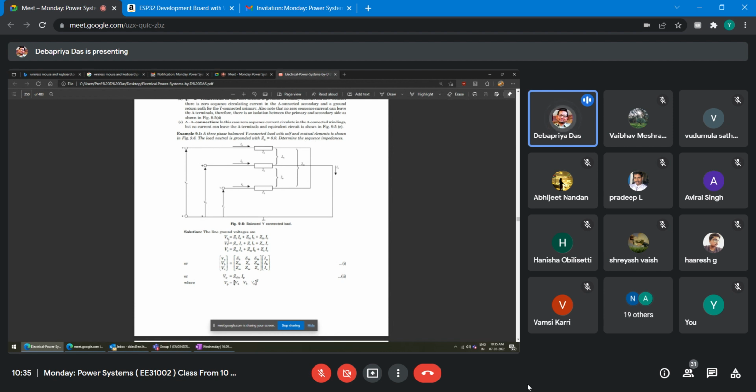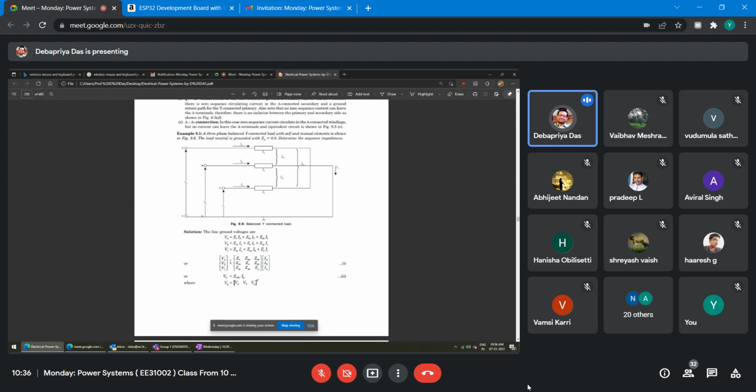right? So the line to ground voltages: VA is equal to ZS IA, but due to mutual coupling, it will be plus Zm IB plus Zm IC. Similarly, VB is Zm IA plus ZS IB plus Zm IC. VC is also Zm IA plus Zm IB plus ZS IC. If there is no mutual coupling, then VA will be ZS IA, VB will be ZS IB, VC will be ZS IC. But mutual coupling is there, right? Mutual coupling means mutual inductance as a reactance, but we are representing it by Zm, right?